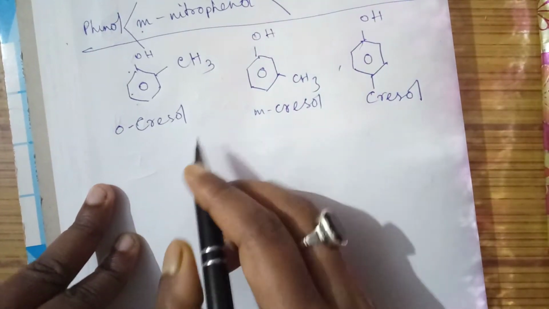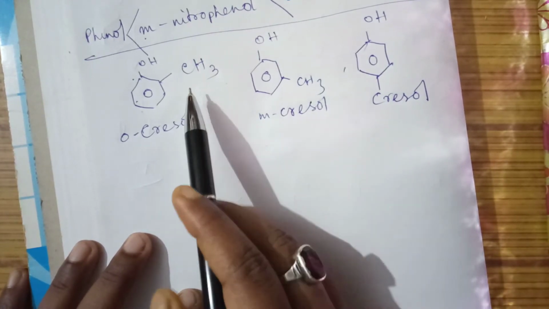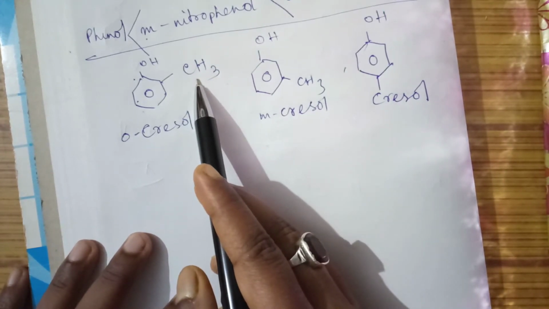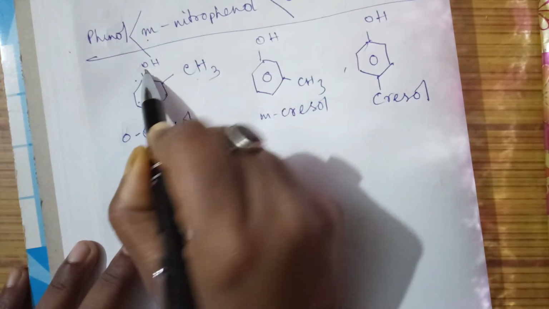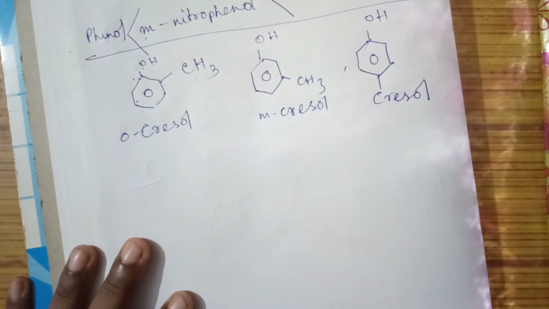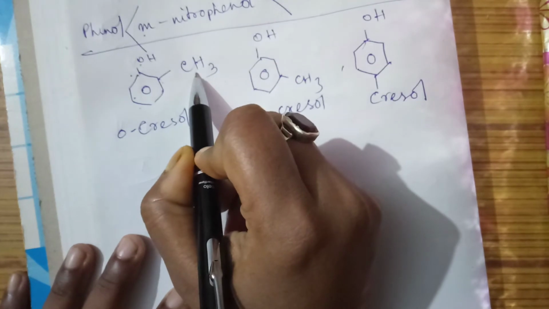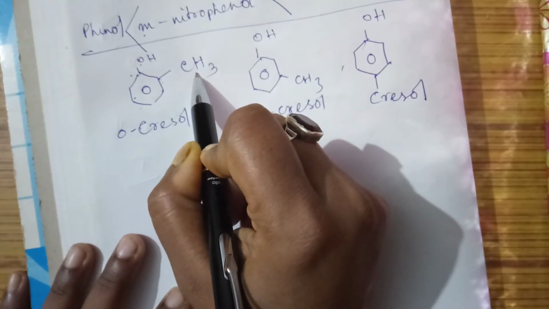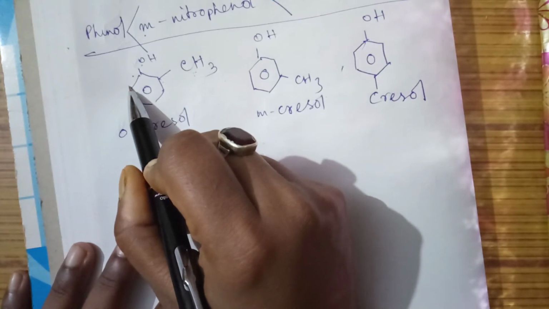Now we are going to discuss their acidic character. As the methyl group has the plus I effect, what will happen? It will intensify the electron density on the oxygen. Hence it has less tendency to release the H plus ion. So remember that any group having the plus I effect and plus R effect will always decrease the acidic character of the phenol.